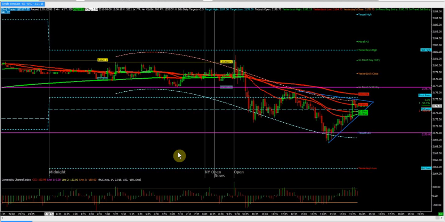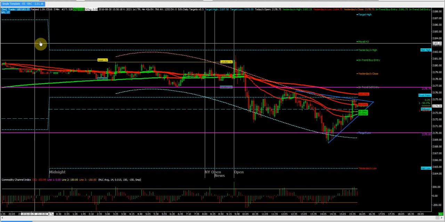So we see from the chart here, I want to show you a couple of things. Number one, the Asian high and the Asian low, and the London high and the London low.